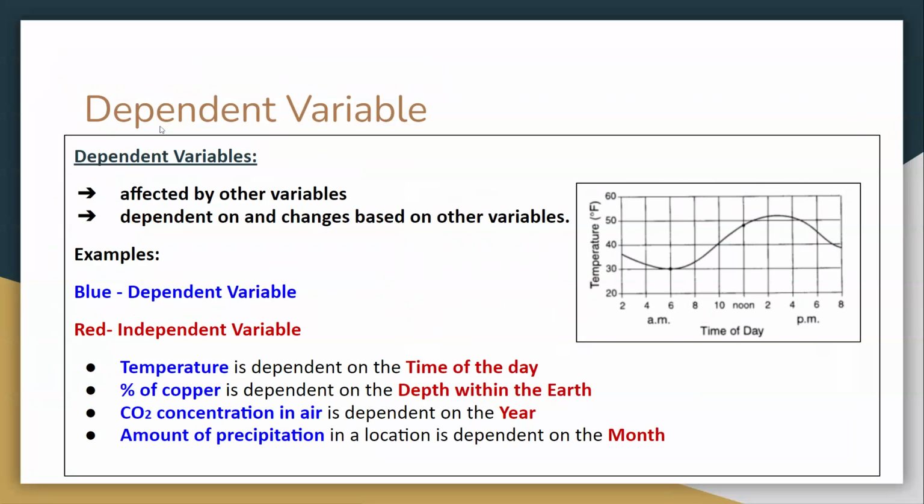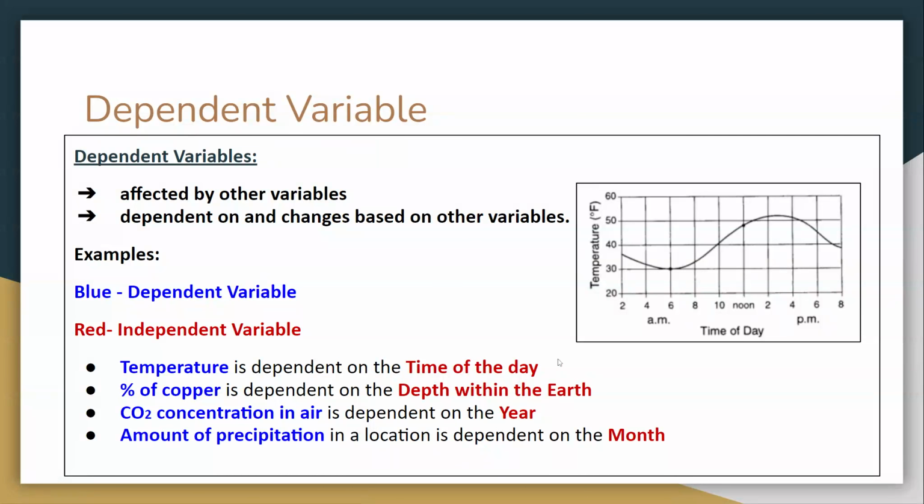So, what are dependent variables? Dependent variables are affected by other variables. They are dependent on and they change based on other variables. So, in this case, temperature changes based on the time of the day. That's why it's a dependent variable. But time of the day is independent of temperature. It is not affected by temperature, but they're both variables because they're both changing within the graph. So let's look at dependent variables, the blue, and the independent variables, red, in a sentence.